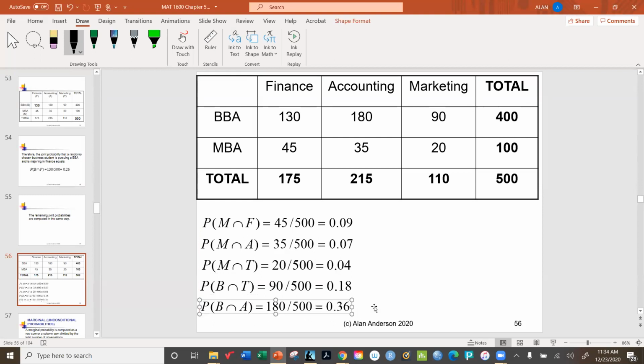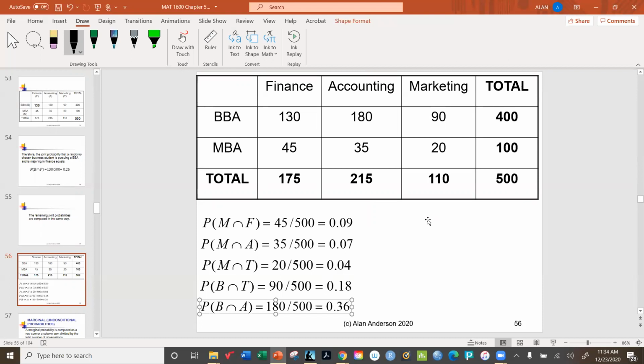These are the rest. There's altogether 6. So M and F means MBA in finance. That's 45 out of 500, or 9%. M&A means MBA in accounting, 35 out of 500, or 7%. MNT is MBA marketing, 20 out of 500, or 4% rather. Bachelor's degree in marketing, 90 out of 500, 18%. And then finally, bachelor's degree in accounting, 180 out of 500. We've already seen the bachelor's degree in finance is 26%. So they're all calculated in exactly the same way.